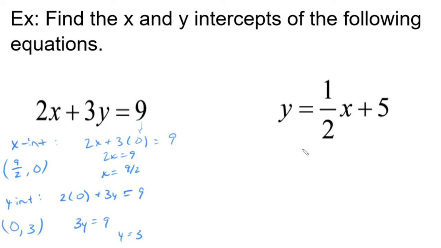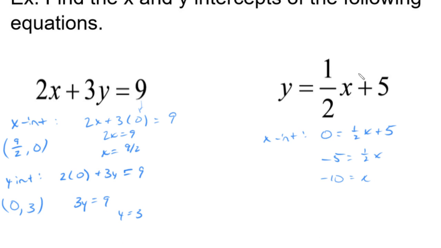Now, to find the x and y-intercepts of a line in slope-intercept form, you do the same thing. To find the x-intercept, you plug in 0 for y and solve for x. Why did I do that? I didn't make any progress. Subtract 5 and now multiply by 2, or divide by 1/2. So x is -10 there.